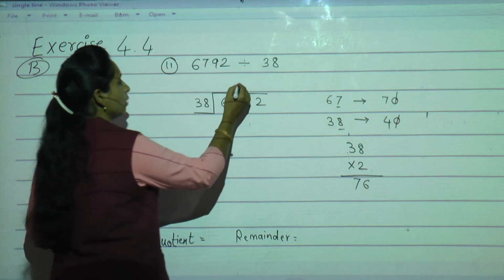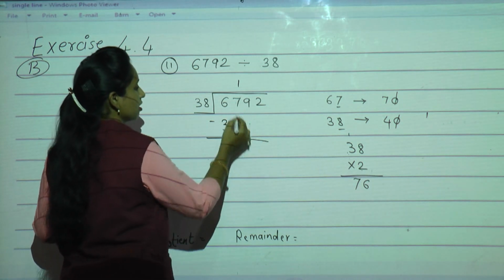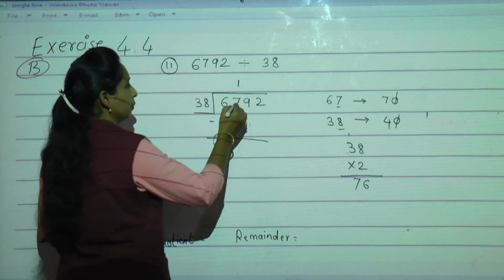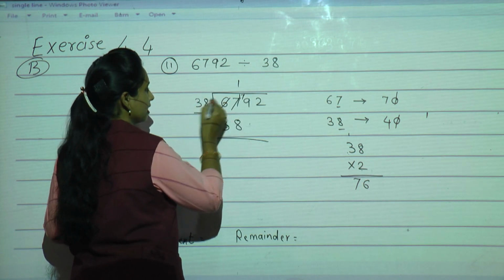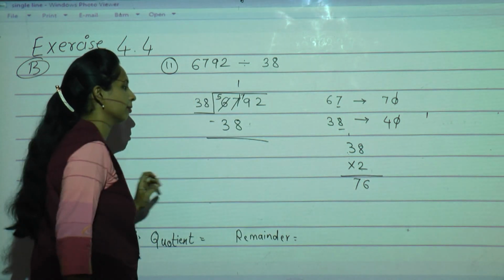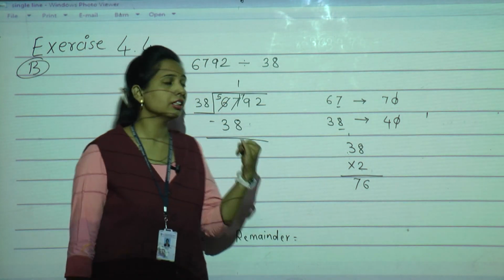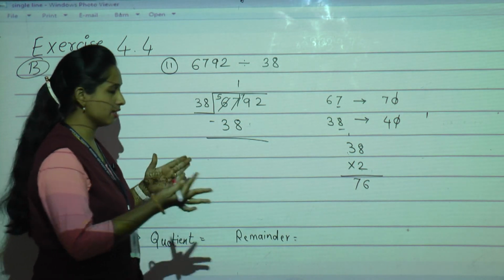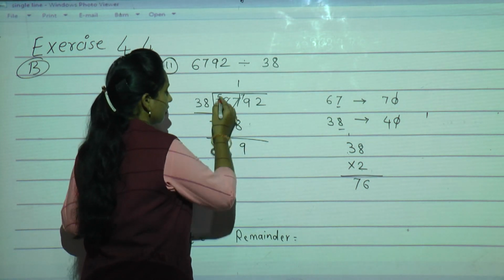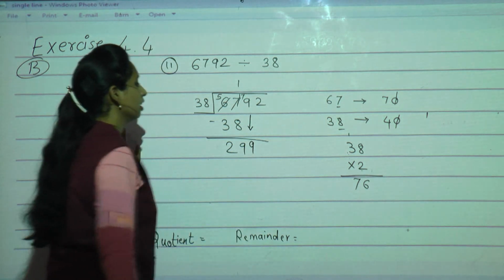So 38 1s are 38. Do the subtraction. 7 minus 8 we can't do. Cut the 7, write it as it is, and take a borrow from the neighbor. The neighbor is 6, he will give 1, 5 will remain. Now count after 8 till 17 comes: 9, 10, 11, 12, 13, 14, 15, 16, 17, so 9. Now 5 minus 3 is 2. Now bring down the next number, that is 9.